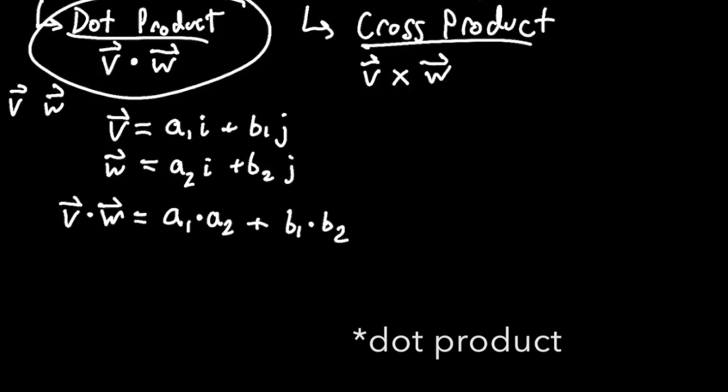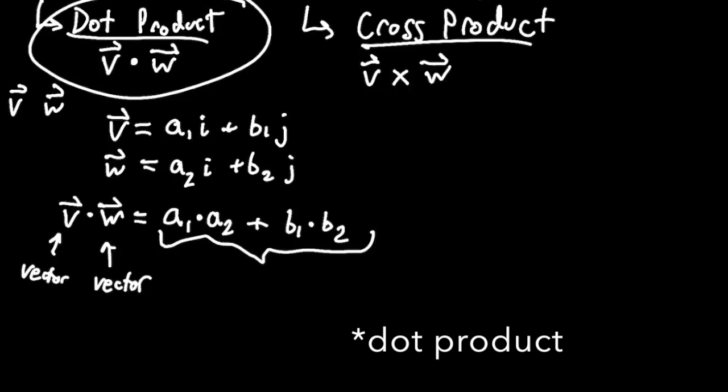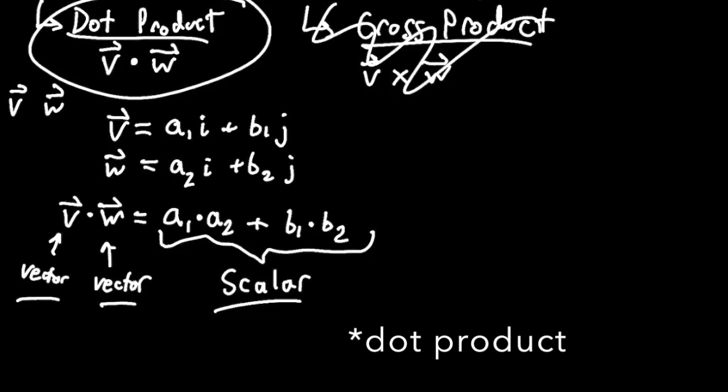And an interesting thing to notice is here we have a vector, here we have a vector, so we're multiplying two vectors, but the product that we end up with is actually a scalar. So notice we're just taking the values of the components, and we don't have a direction in our product. So with the dot product, we have two vectors and we end up with a scalar. Let's go over a few properties of our dot product.